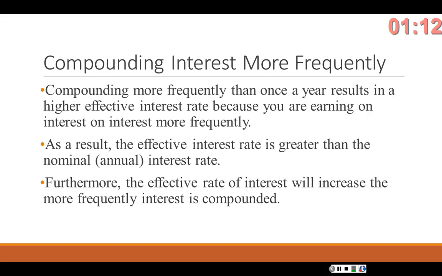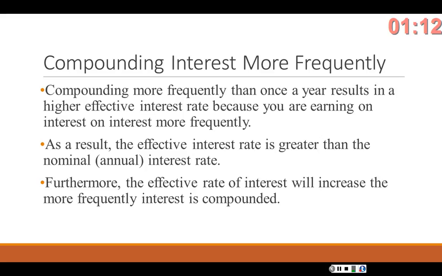So interest can be compounded more frequently than annually. If you compound interest more frequently than once per year, that results in a higher effective rate because you're earning interest on your interest more frequently. The interest is being added to the principal more frequently than once per year. As a result, that causes the effective rate to be greater than the nominal rate.